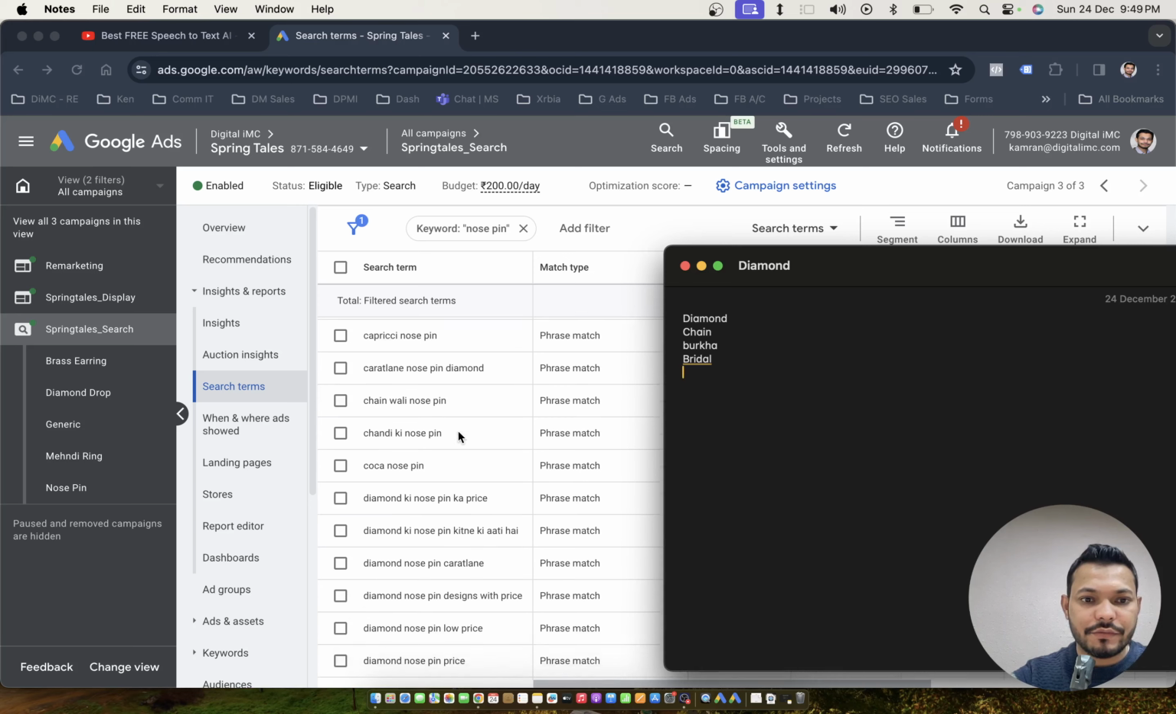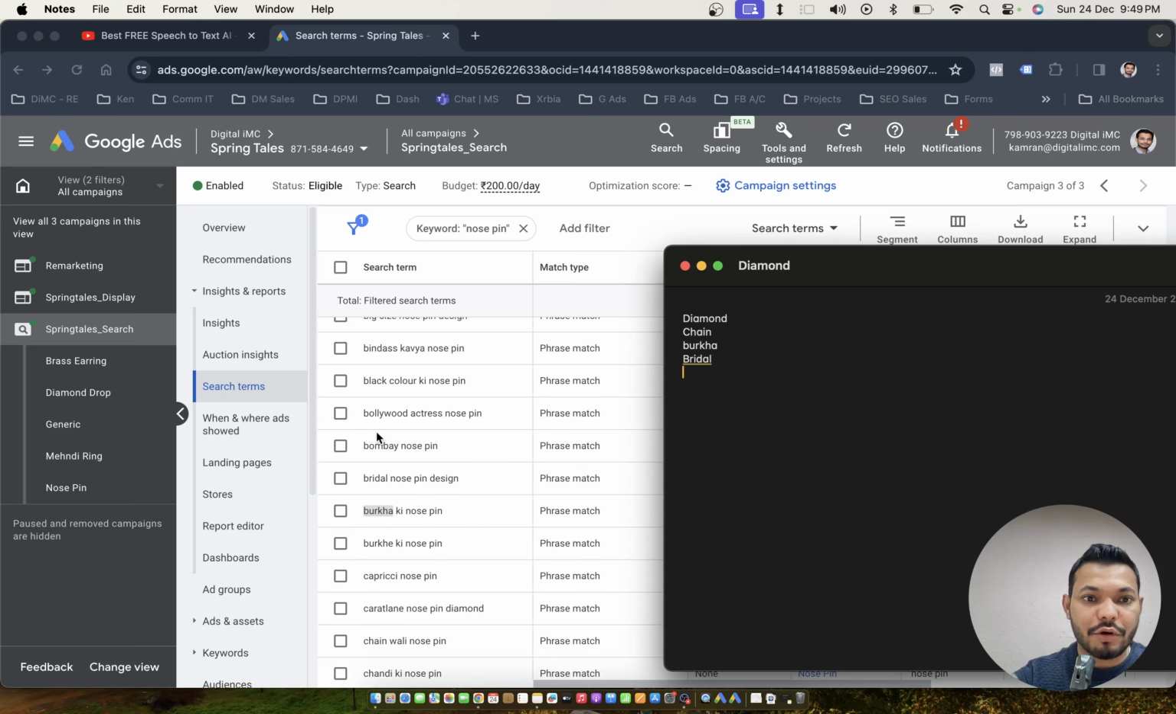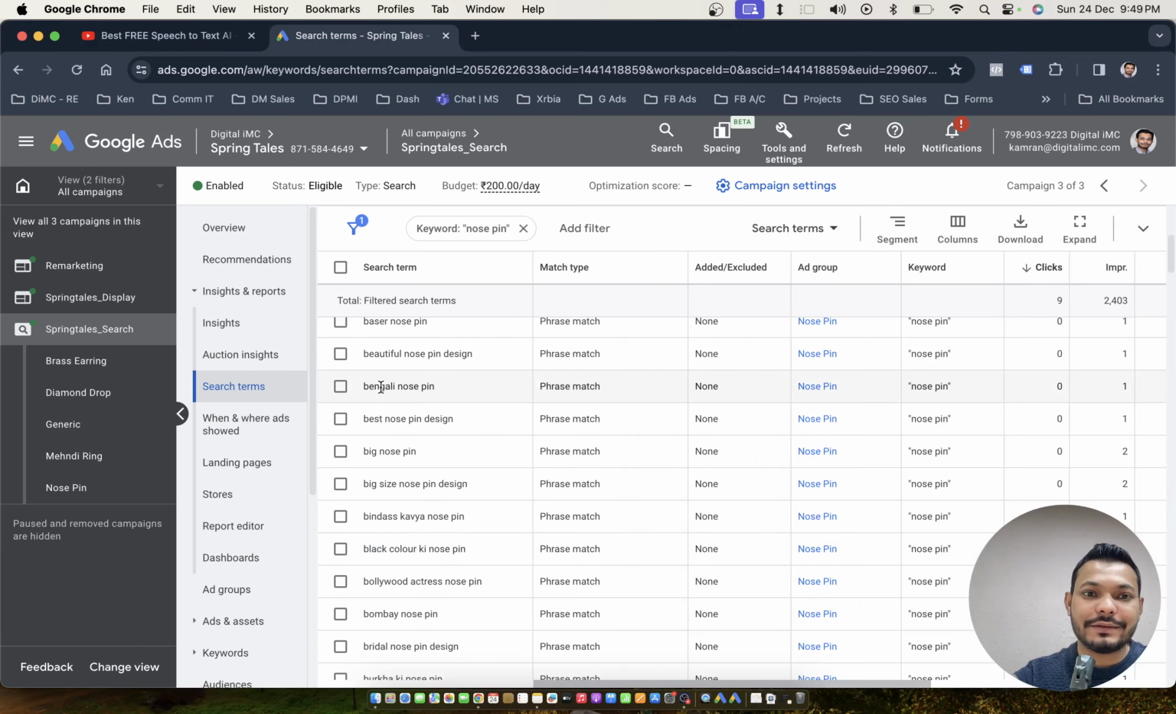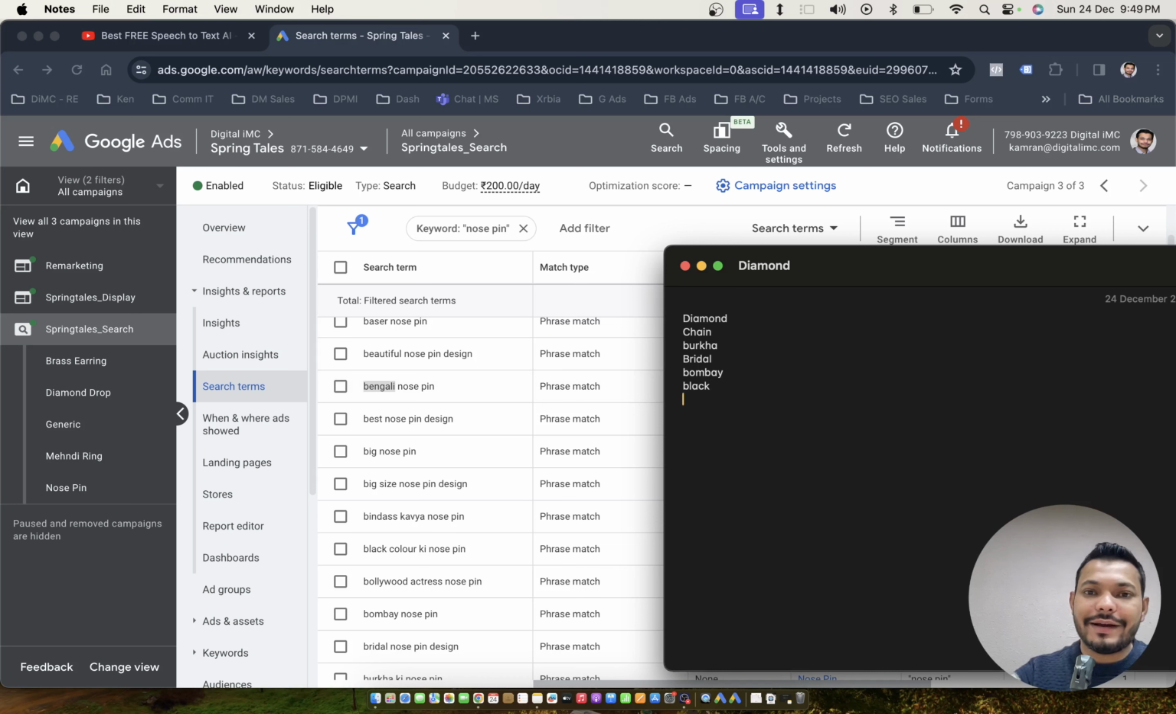And we shall be adding things like Bombay in negative, because we don't sell any sort of black color ki nose pin. We don't even have black nose pin. And then Bengali nose pin. Now you can see our ads are showing on a hell of a lot of different queries, different search terms, and we don't want to show the ads on any of these search terms.